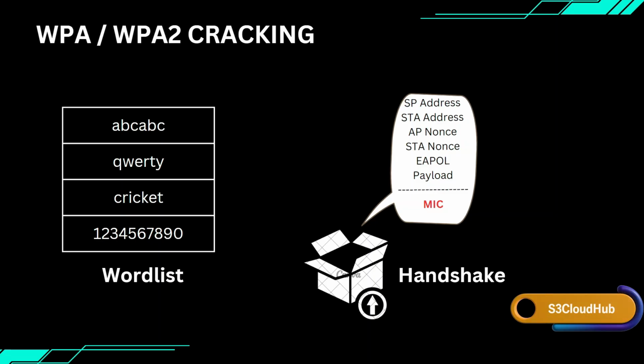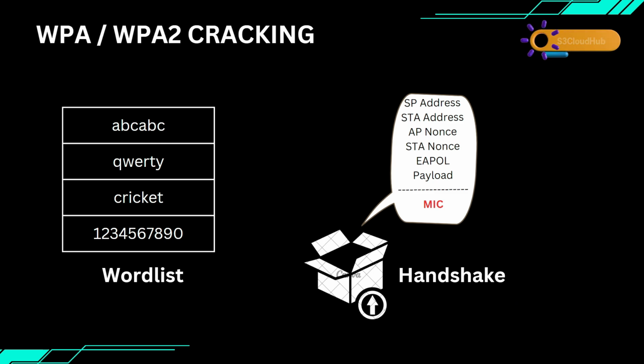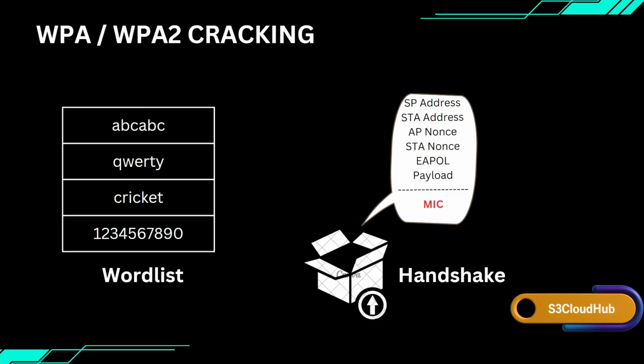How does aircrack-ng work to do this? We will use aircrack-ng. This tool will unpack the handshake file and extract the useful information. One crucial piece of this information is the MIC. MIC stands for Message Integrity Code. This MIC is used by the access point to verify if a password is correct or not. Aircrack-ng separates this MIC and sets it aside.